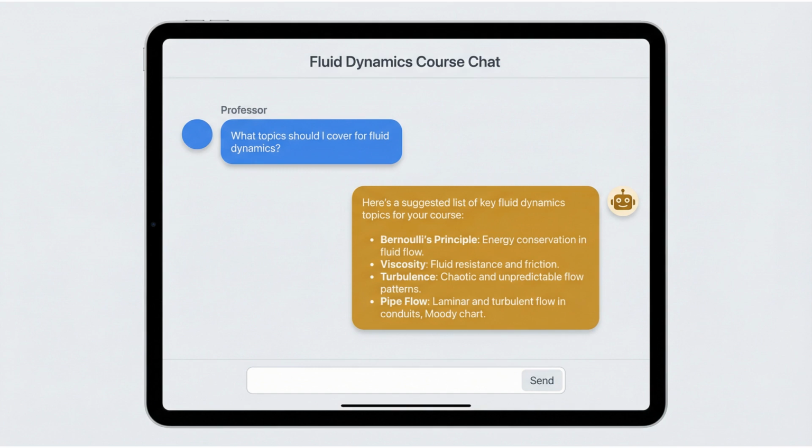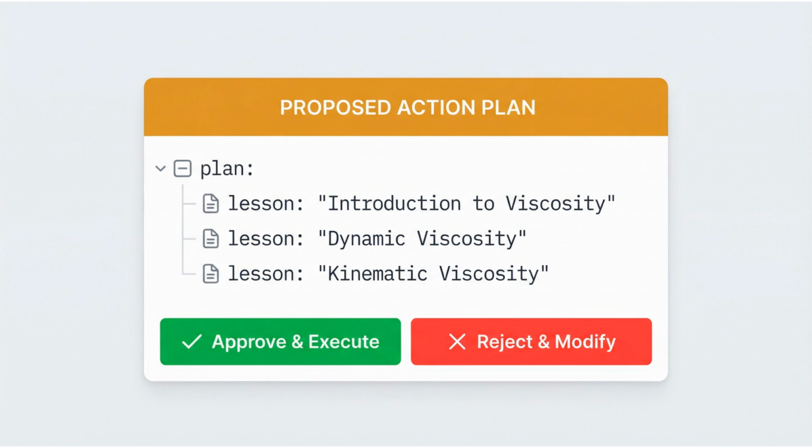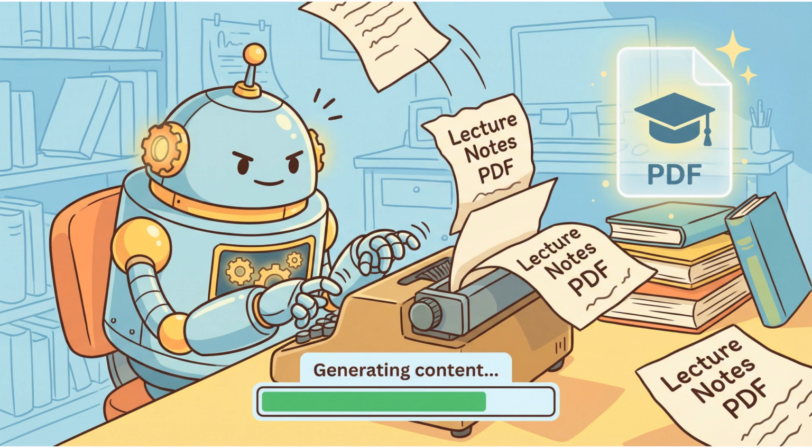Type, create 3 lessons on viscosity types under topic, viscosity, and it will propose a structured plan in the action panel below the chat. Review the proposed nodes, their names, levels, and parent assignments. Then click Approve and Execute to create them instantly, or Reject and Modify to ask for changes. The agent only touches your database when you explicitly approve. No surprises.